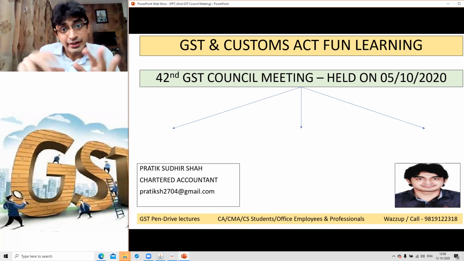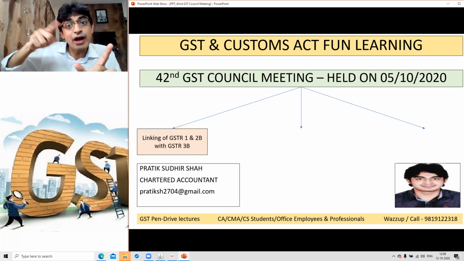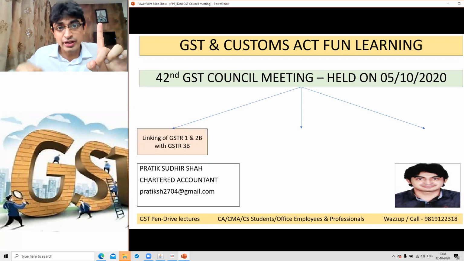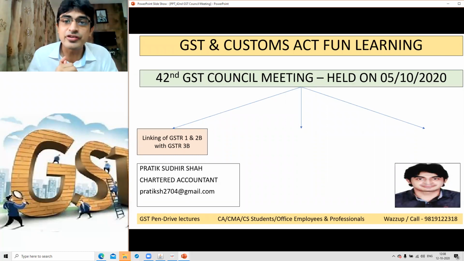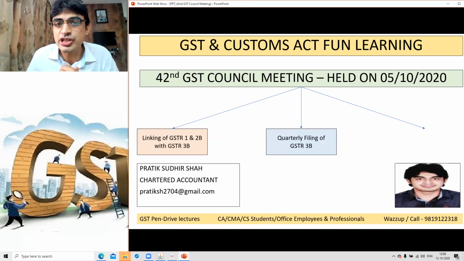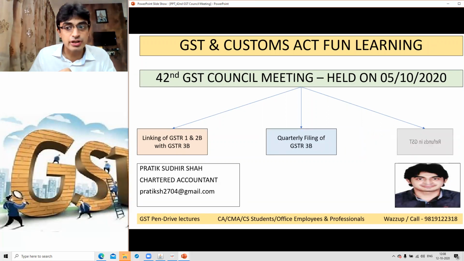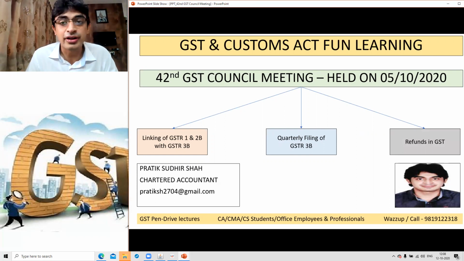See, this part I've divided into three subparts. First part, it's about linking of outward supplies of GSTR1 and input tax credit of GSTR2B with the recipient's GSTR3B return. The second part is about quarterly filing of GSTR3B, which needs clarification. And third is about refund in GST. All these things we are going to cover today.